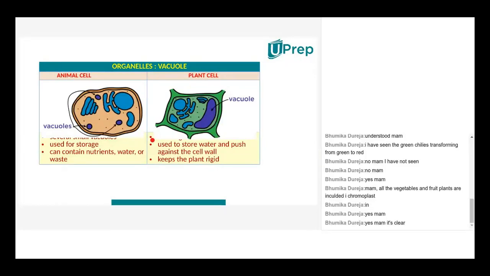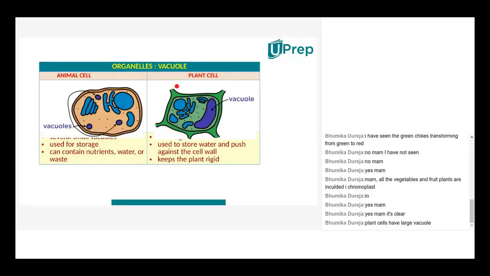The plant cell will have cell wall. The animal cell won't have cell wall. Plasma membrane is common to animal cell and plant cell. The major difference between animal cell and plant cell: in plant cell, you'll have a huge vacuole, isn't it? Whereas in animal cell, you'll have a huge nucleus. Yes, large vacuole for plant cell. And the big one is the nucleus in animal cell, isn't it? Okay.